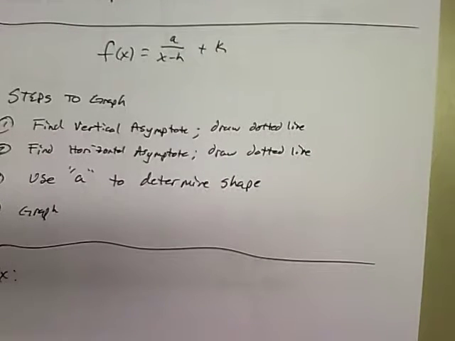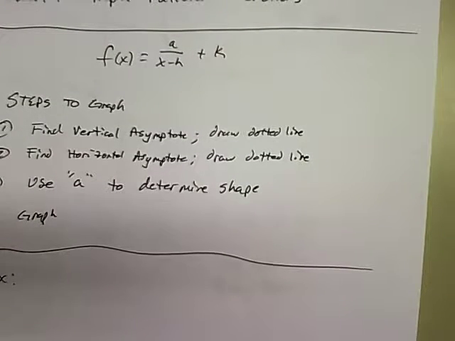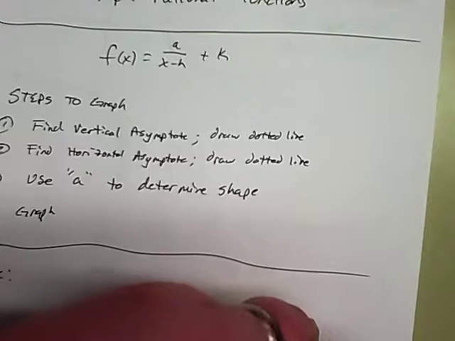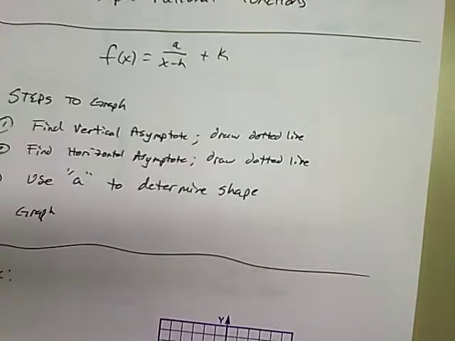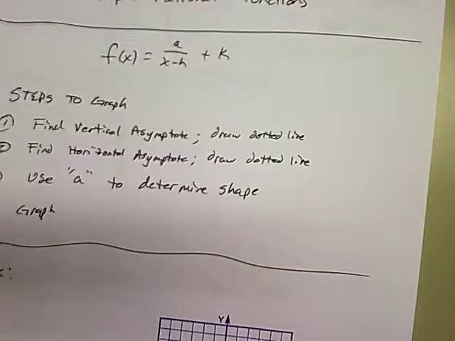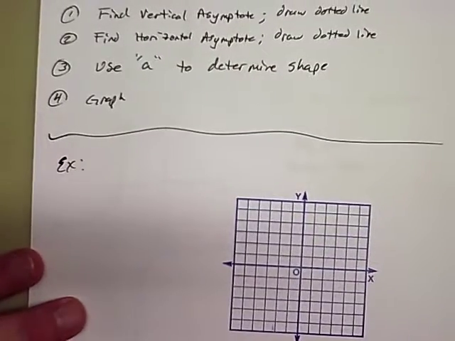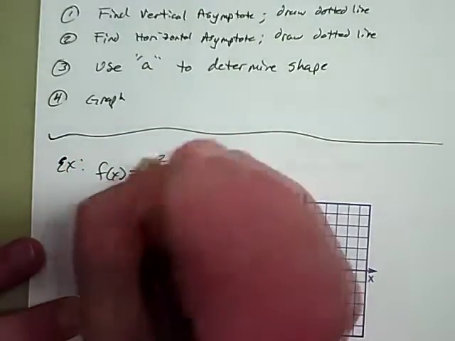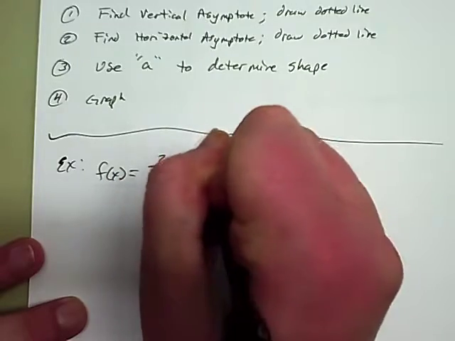All right, so now let's do an example here. Okay. So the example that they're going to give us says f of x equals 2 over x minus 1 plus 3. All right?